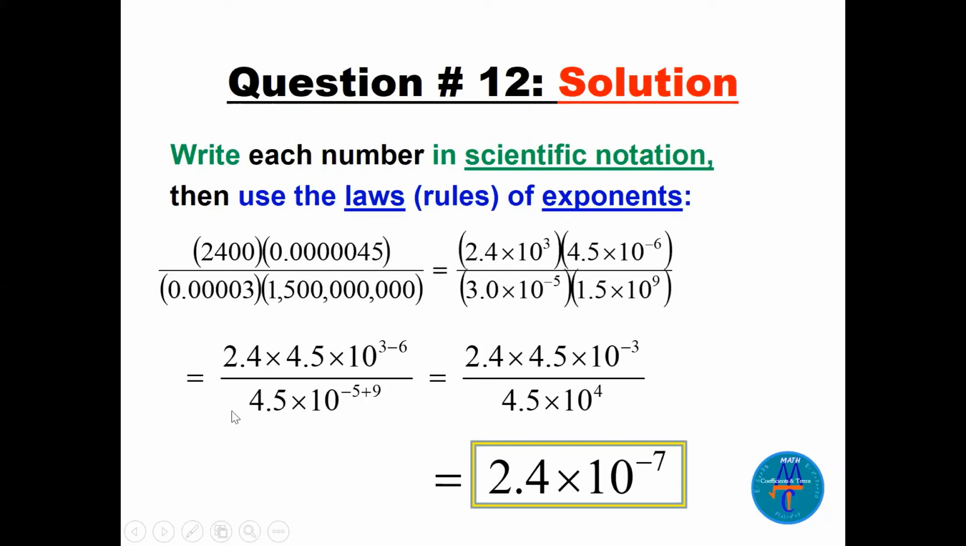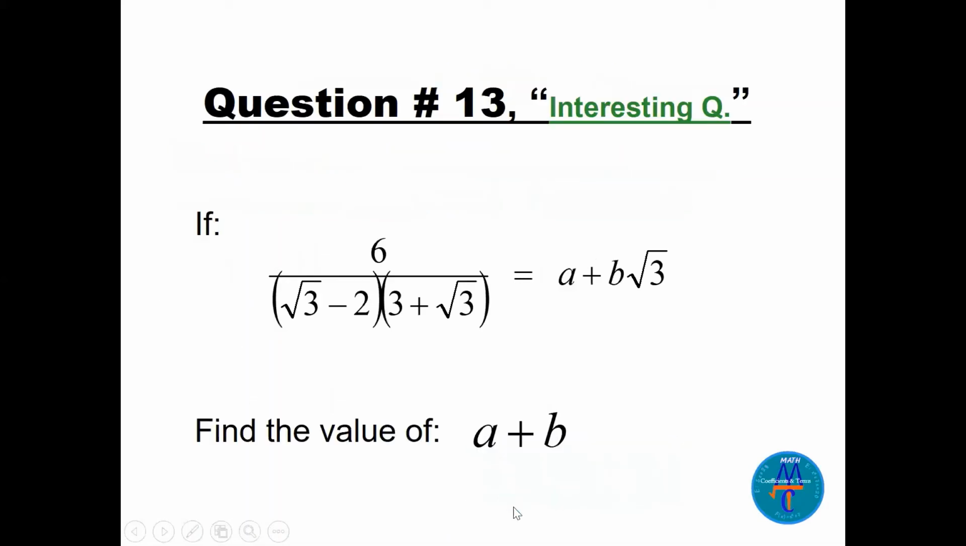3 times 1.5 is 4.5. So we can cancel this directly, 4.5. Here we add the power, 3 and minus 6, we add them, we get minus 3. And down here you add minus 5 and 9, it will be 4. Now subtract, minus 3, minus 4, so minus 7. You cancel 4.5, only left with 2.4. This number should be less than 10.